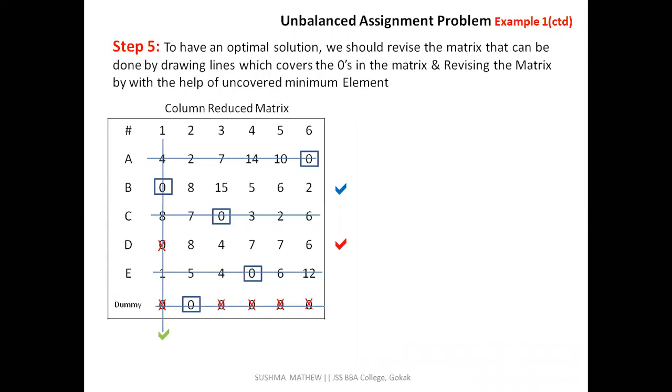Now count how many lines are there. 1, 2, 3, 4, 5. How many assignments are there? 5 assignments. So you always remember this for your cross verification. How many lines are used to cover any zeros is number of assignments. How many number of assignments are there, na? Those many number of lines are used to cover the zeros.